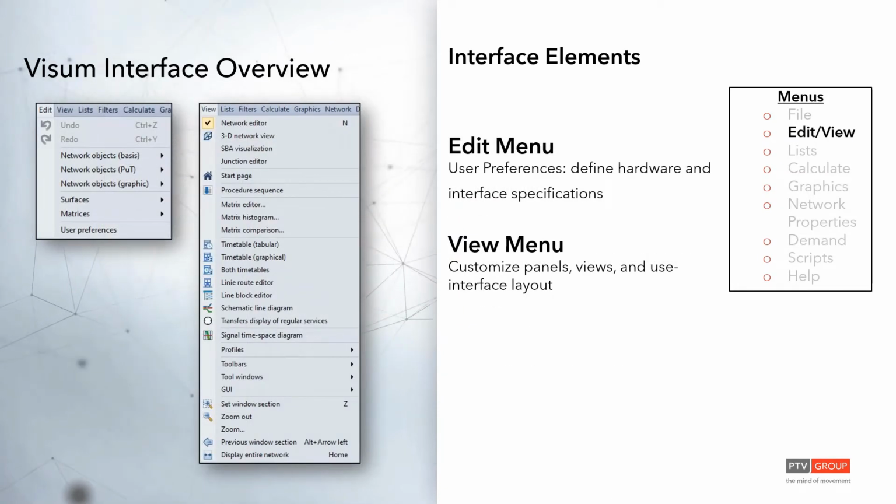So the next menu items are edit and view. In edit, it's more about user preferences, dealing with defining hardware and interface specifications. The view menu is where you can configure the GUI, customize panels and views, and change the layout in any way. This is where you would come to access one of these features.